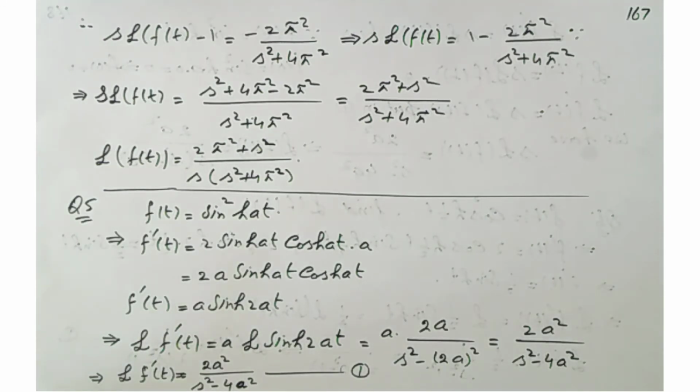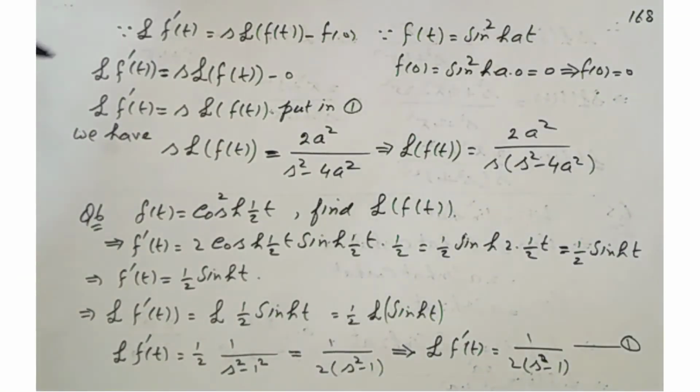Now question 5, f of t equals sin square hyperbolic at. We take its derivative. F dash t equals 2 sin hyperbolic at cos hyperbolic at into a, this is 2a sin hyperbolic at cos hyperbolic at. F dash t equals a sin hyperbolic 2at. Taking Laplace both sides and using the formula, sin hyperbolic 2at is equal to a into 2a over s square minus 2a square, and this is equal to 2a square over s square minus 4a square. The Laplace f dash t equals 2a square over s square minus 4a square.